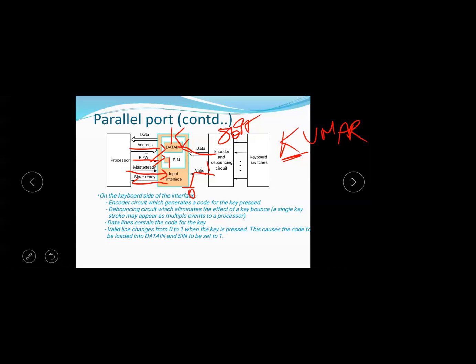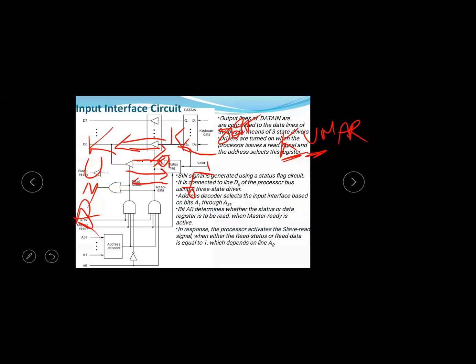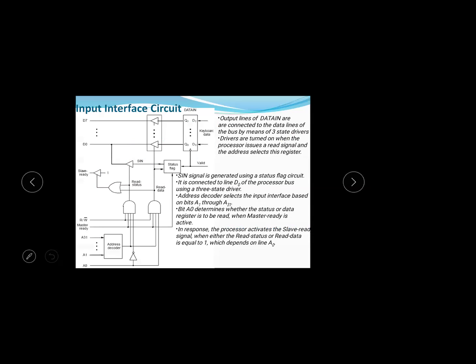Okay, and then the data is transmitted from the interface data in register to the processor, and the K is transmitted to the processor. Similarly, after K is transmitted to the data register, the SIN flag is set to 0. The same for U, M, A, R typed in the keyboard: each is converted to 8-bit ASCII code, transmitted to the data in register, and then transmitted to the processor. Similarly, all the data are transmitted to the processor. This is the parallel port, and this is the exact circuit for address lines and data lines.